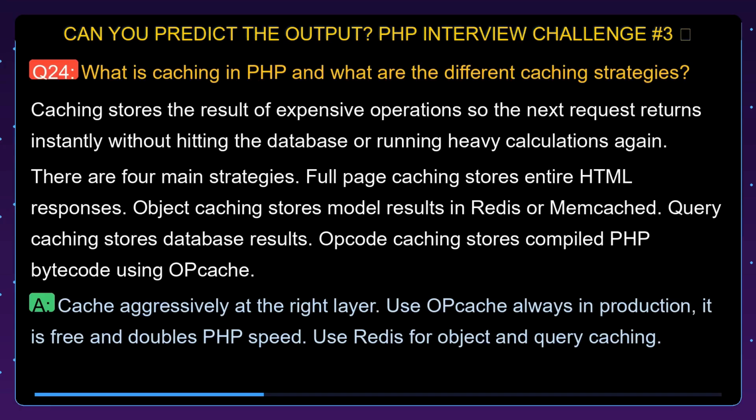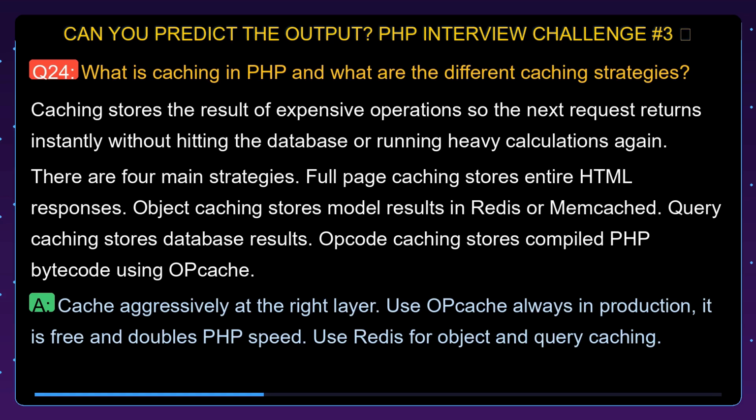Q24. What is caching in PHP and what are the different caching strategies? Caching stores the result of expensive operations so the next request returns instantly without hitting the database or running heavy calculations again. There are 4 main strategies. Full page caching stores entire HTML responses. Object caching stores model results in Redis or Memcached. Query caching stores database results. Opcode caching stores compiled PHP bytecode using OPcache.